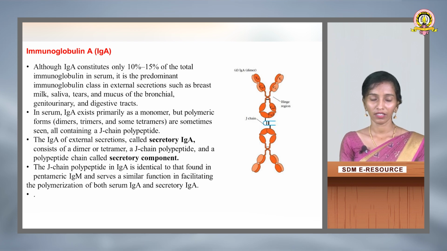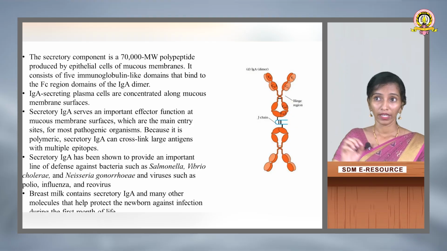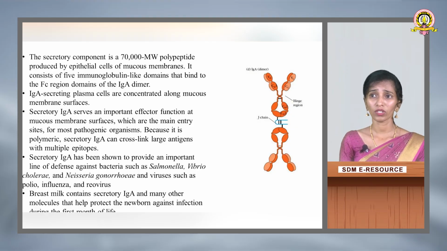IgA of external secretions is called secretory IgA, which consists of a dimeric or tetrameric structure, also containing a J chain polypeptide and a polypeptide chain called the secretory component. The J chain polypeptide in IgA is identical to that found in pentameric IgM and serves a similar function in facilitating the polymerization of both serum IgA as well as secretory IgA. The secretory component, which has a 70,000 molecular weight, is a polypeptide produced by the epithelial cells of mucous membrane. It consists of 5 immunoglobulin-like domains, and these domains bind to the Fc region domains of the IgA dimer.